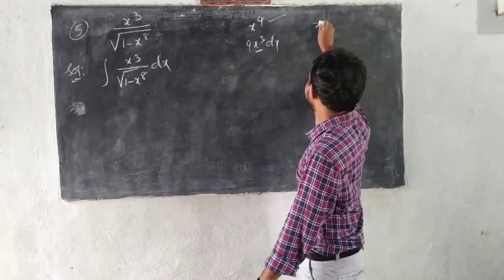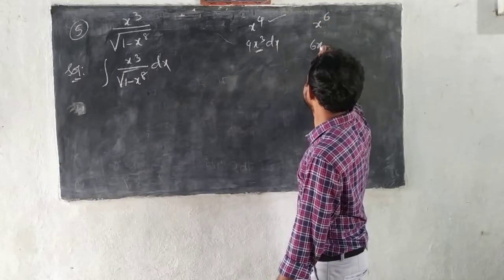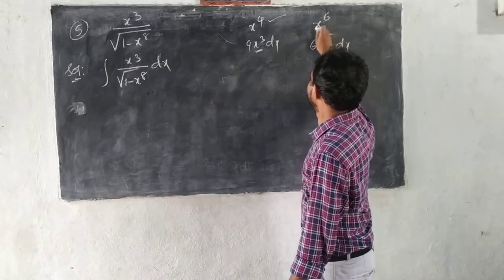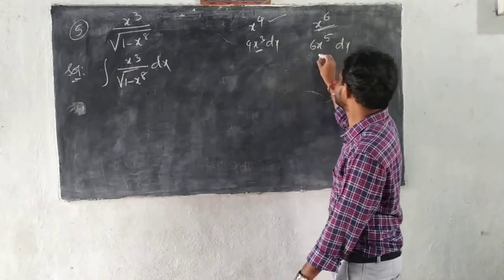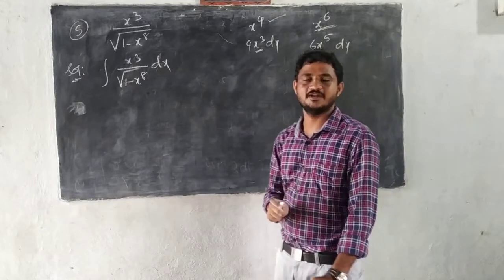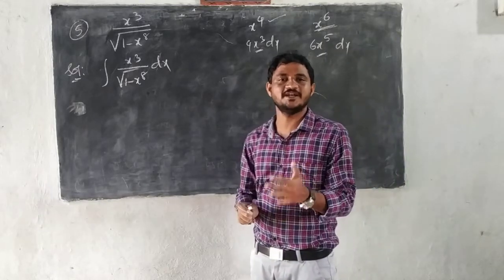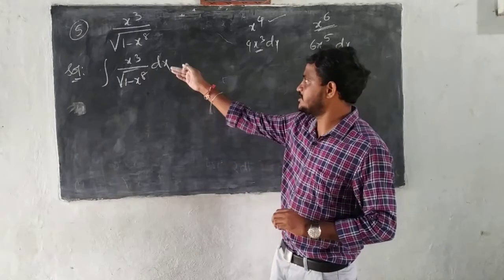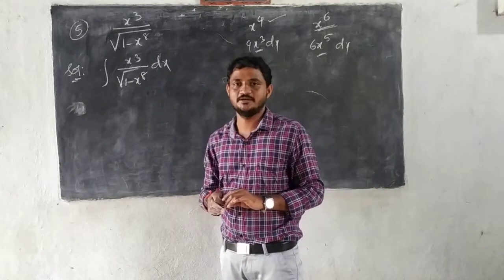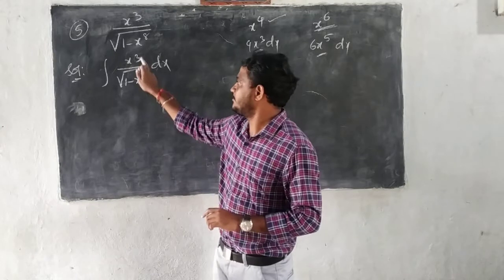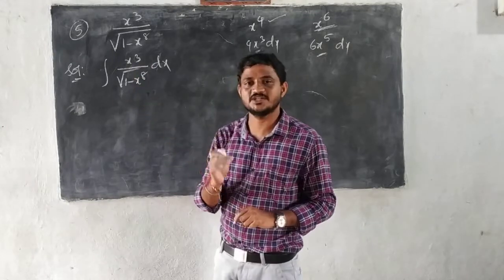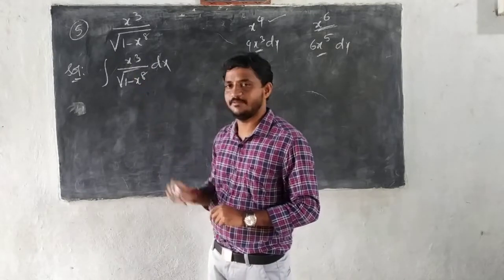Similarly, if you take x to the power of 6, what will you get? 6 into x to the power of 5 into dx. X to the power of 6 is a function, x to the power of 5 is its derivative. So smaller powers will be derivatives. So in this type of problems, remember that. Take x cube by x to the power of 8. Which will be the function? Obviously x to the power of 8 will be the function.